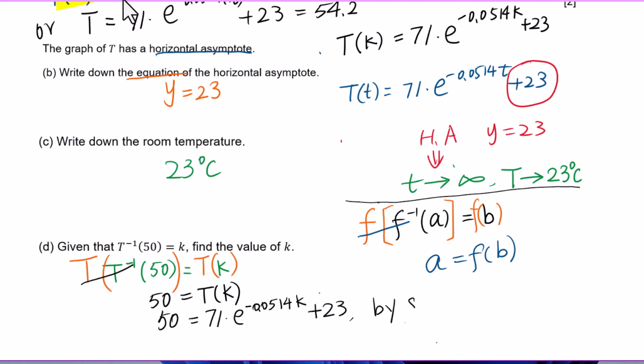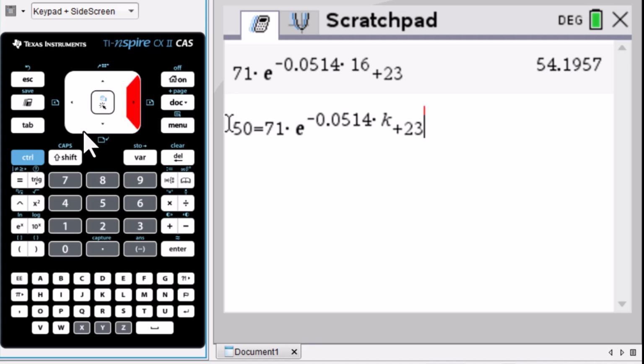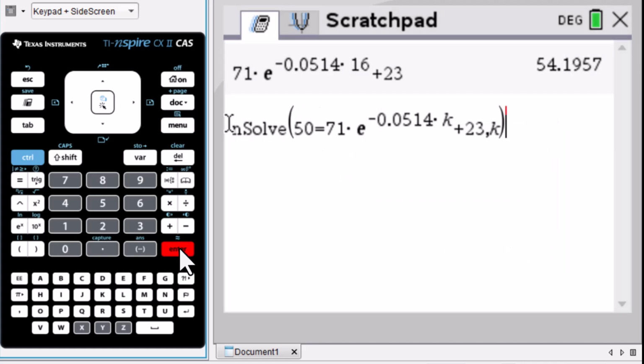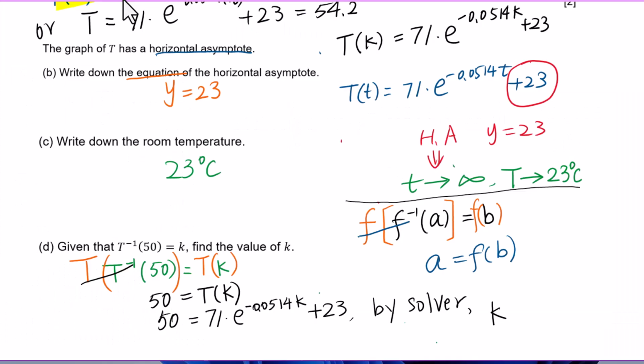By solver. We will type the whole equation into this function. Then control menu, enter, enter, enter. K equals 18.8. So K equals 18.8.